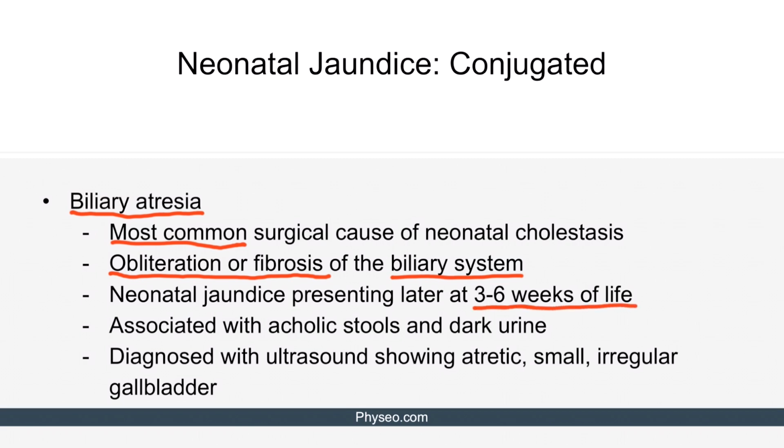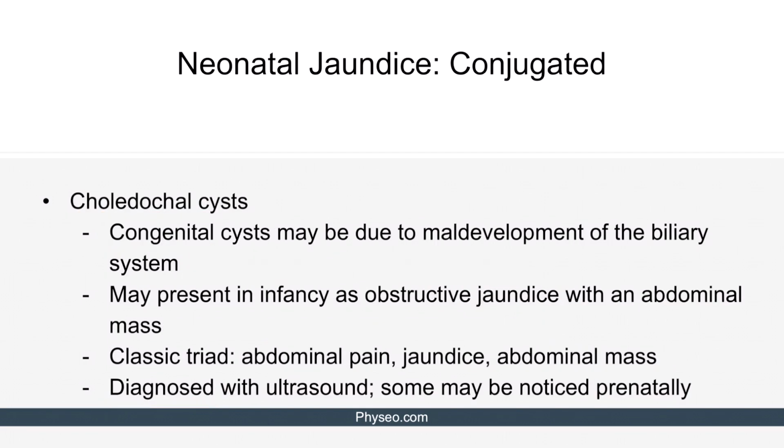It's also associated with acholic or pale stools and dark urine. Biliary atresia is diagnosed with an ultrasound showing an atretic, small, and irregular gallbladder. Another cause of conjugated hyperbilirubinemia is choledochal cysts.